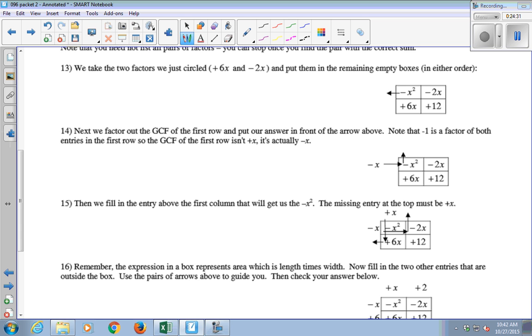So just look at the top row, negative x squared minus 2x. Look at the numbers. In the first one, we've got a negative 1. Put a little 1 there if you need to. And in the next one, we have a negative 2. What can I divide into both of those numbers? I'm definitely going to pull out an x because they each have at least an x. But I'm also going to make it negative. I'm going to pull out a negative. So I pull out negative x.